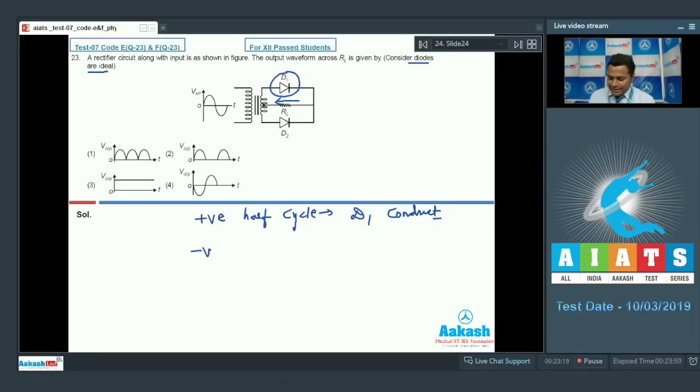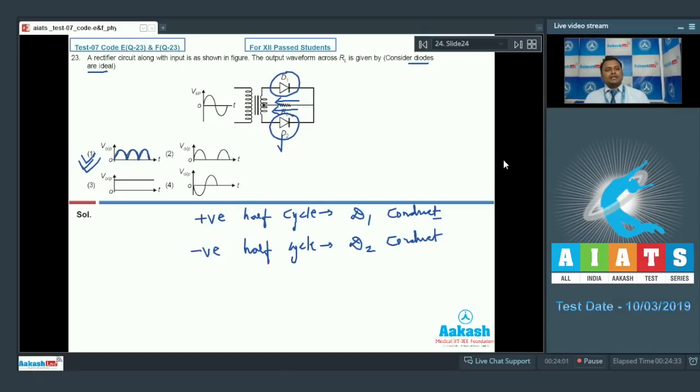Now during the negative half cycle, diode D1 will be reverse biased, so that's why it will be open circuit. But on the other hand, diode D2 will be forward bias. So that's why diode D2 will conduct, and again you will get the output across RL this way. So this is the full wave rectifier circuit, and you will get the output always in the same direction. And after looking at the options, we can say that we will get option number 1.